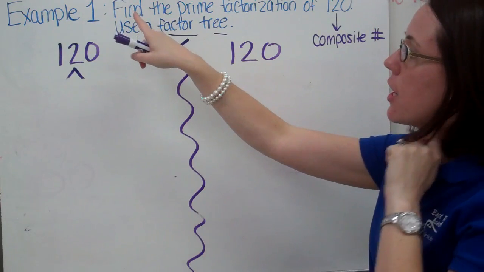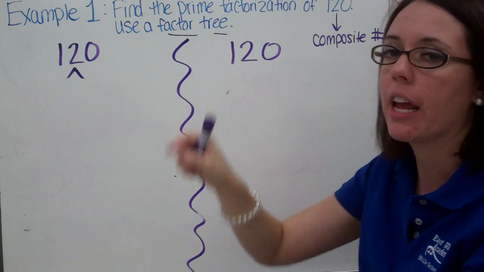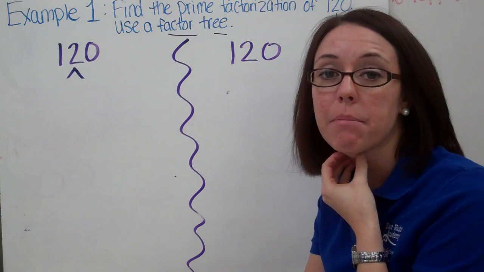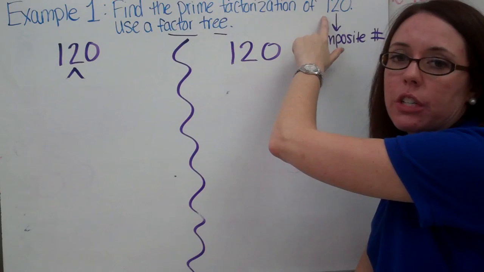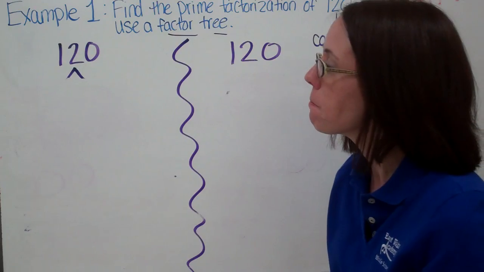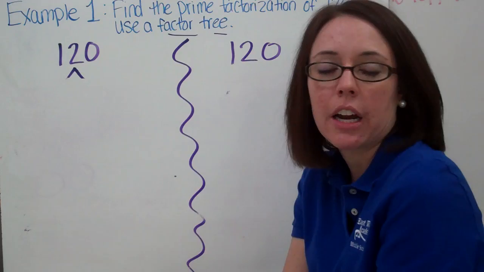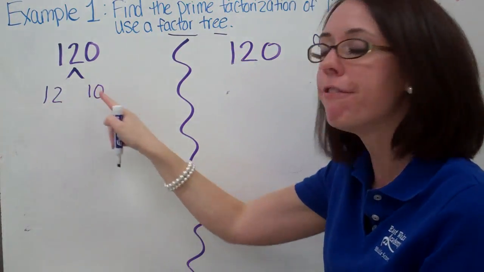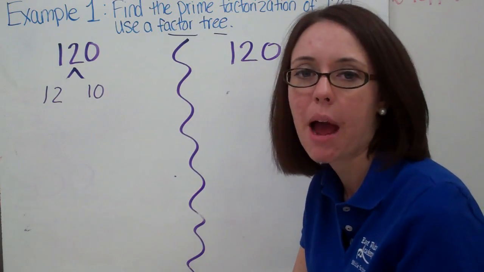Example 1. Instructions. Find the prime factorization of 120. Use a factor tree. Well, the first thing we're going to do is decide, is 120 a prime number or a composite number? Well, there are more than two factors to 120, so we know it is a composite number. So we can do our factor tree. I'm going to show you how you can do it two ways. What are some numbers we multiply together to get 120? I don't know, 12 and 10. These are factors of 120.